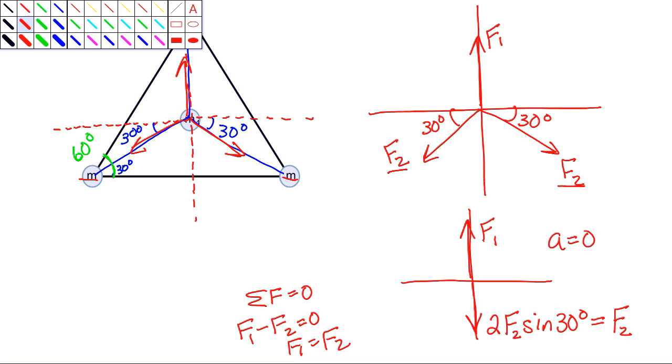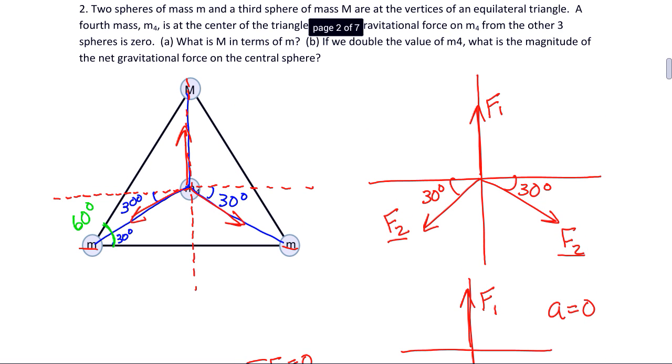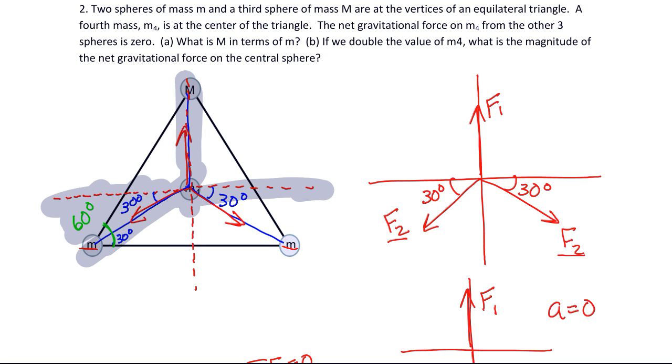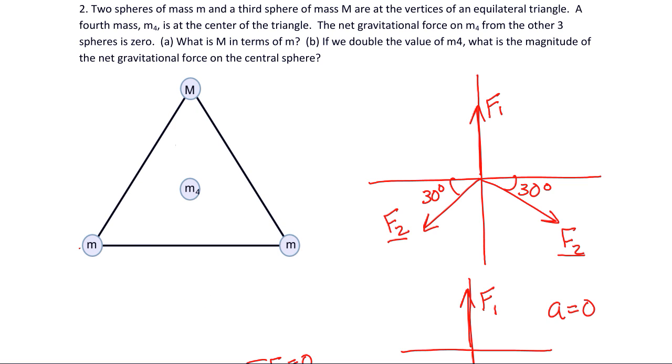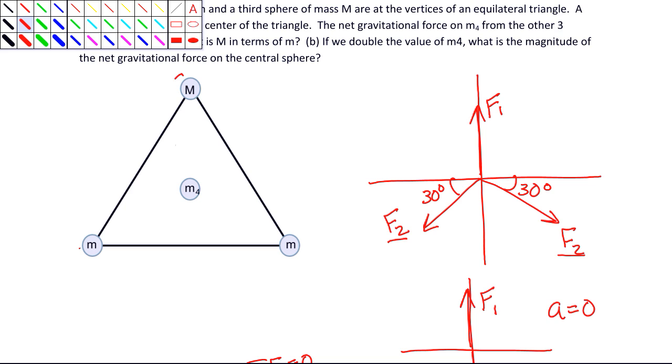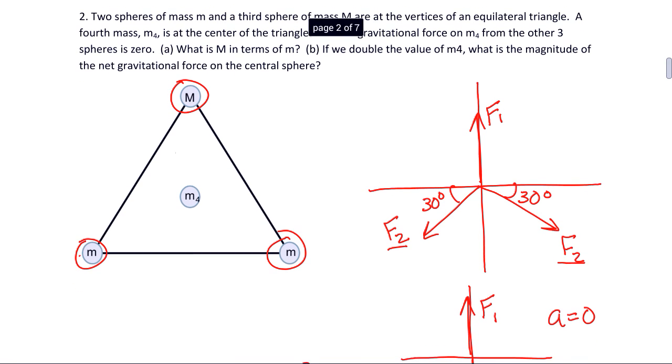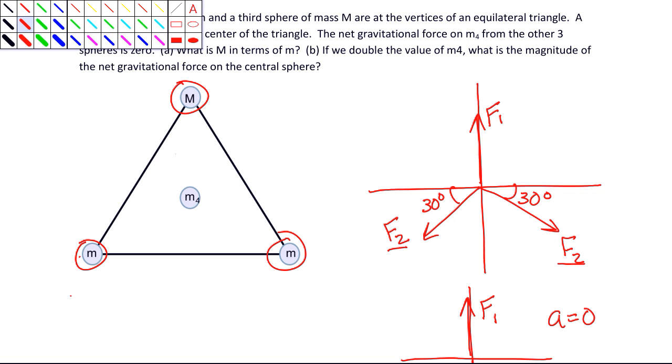And if that's the case, if F1 equals F2, that means that these masses, get rid of these lines here, it means that all the masses have to be the same. So if F1 is equal to F2, that means that this mass equals this mass equals this mass. So the answer then for part A, I asked what is M in terms of m. The answer to that for part A is that M, big M, is equal to little m.